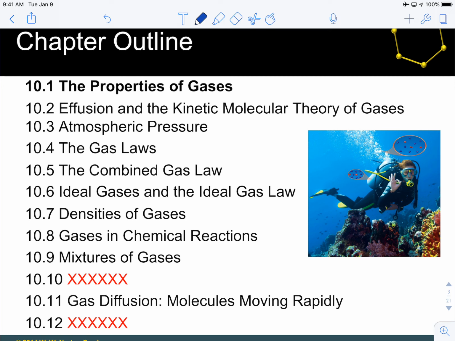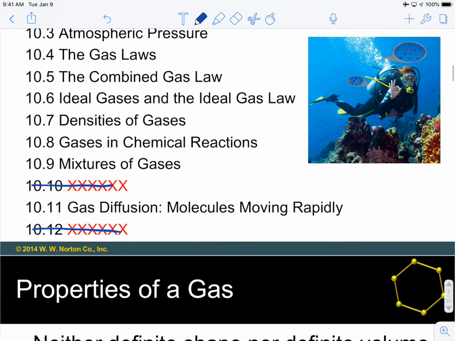You'll notice that section 10.10 we won't cover, and 10.12. One is real gases, I think that's 10.12, and 10.10 I think is Henry's law constant. We never cover these typically in Gen Chem. There's not enough time.